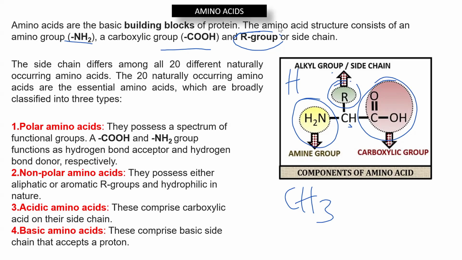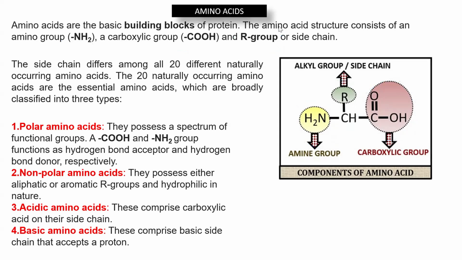Currently, more than 300 amino acids are known, but only 20 are found in proteins. So there are 20 naturally occurring amino acids that are found in proteins. These 20 are the amino acids that are broadly classified into different groups, and this could include polar amino acids.